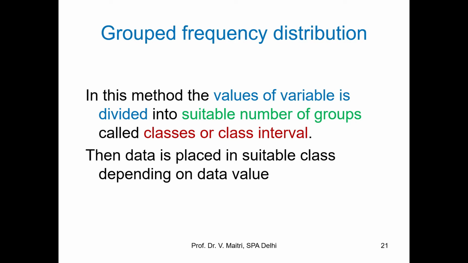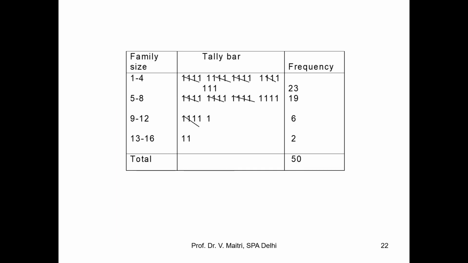The ungrouped method which we are doing here also deals with discrete values. In a group frequency distribution, the variable is divided into a suitable number of groups, and these groups are called classes or class intervals, and then we put the data into these different classes depending upon its value. Let's see. Now we make groups of family size 1 to 4, 5 to 8, 9 to 12 and 13 to 16. We are trying to make them equal in size. These groups should be of equal size. So now with the tally bar we go on putting the data.